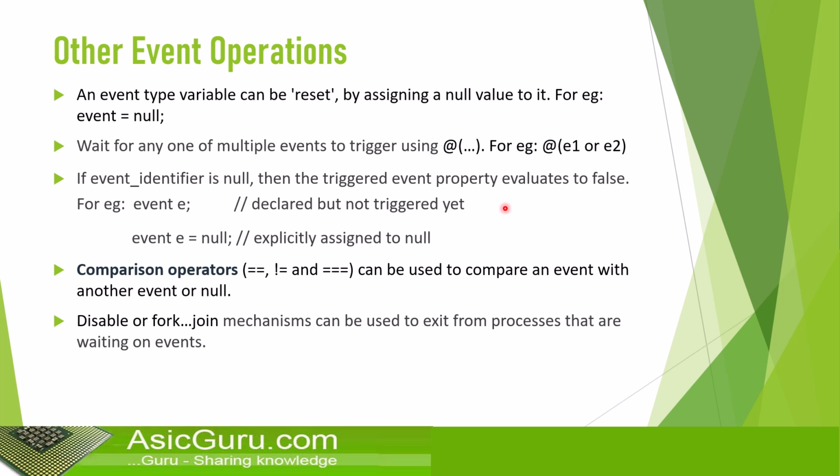Next, if the event identifier is null, then the triggered property for that event evaluates to false. This is useful to avoid unwanted triggers in uninitialized events. Next, comparison operators can be used to compare one event to the other. Finally, disable or fork join constructs can be used to exit processes that are waiting on events.